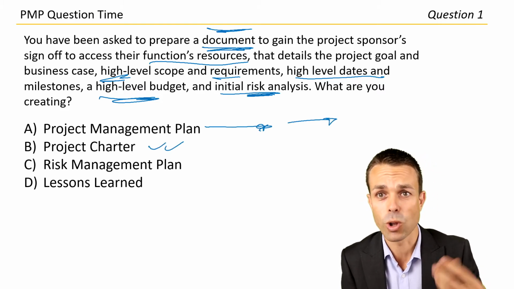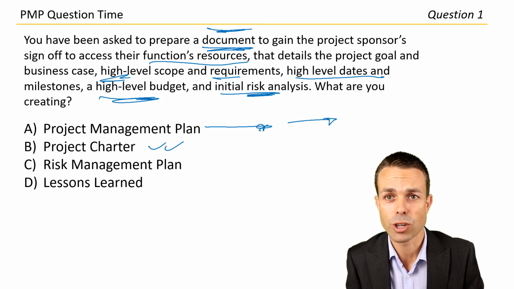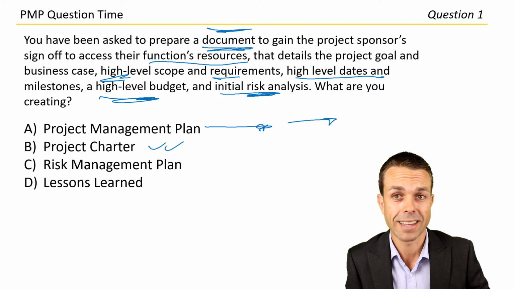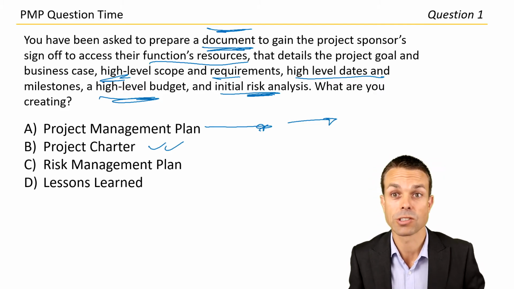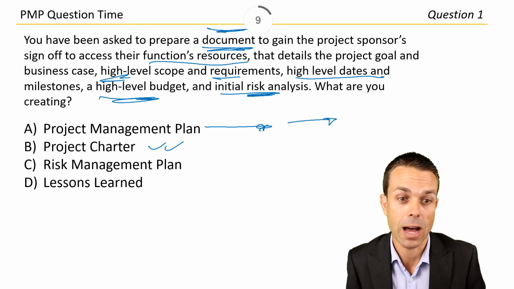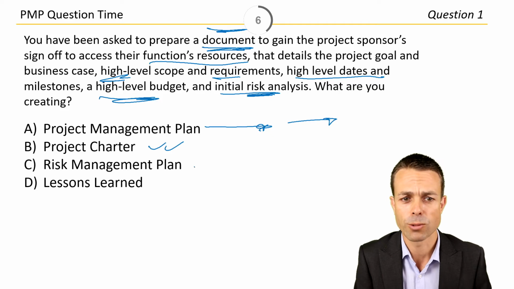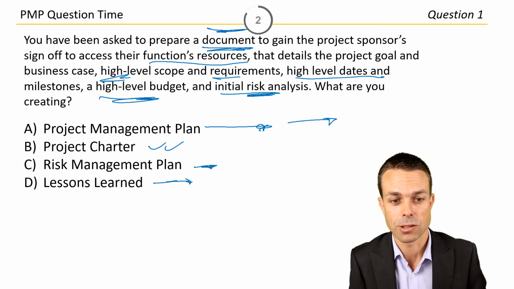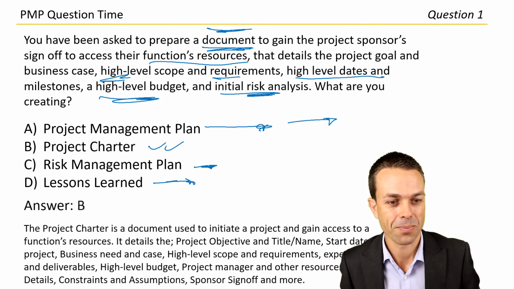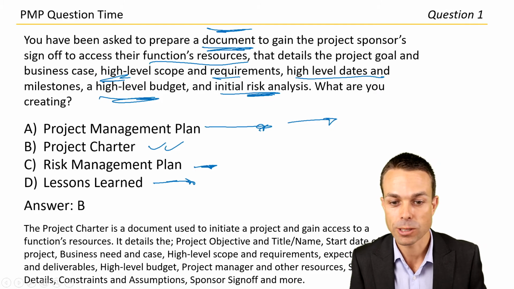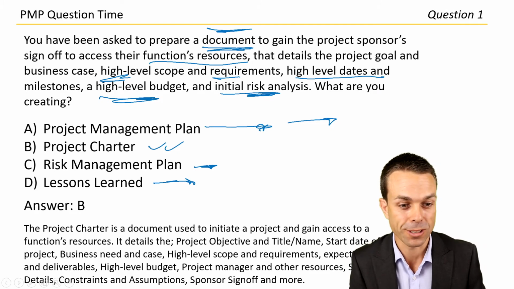The giveaway is it's all high-level things, so it's our initial document that gives us just that initial high-level view, so that we can get access to a function's resources and go into that function and start our project. We get the authority to do so. It initiates our project with a project charter. It's not the risk management plan because there's more things than just risk in it, and it's not lessons learned. So let's go with letter B. Answer B, fantastic. The project charter is a document used to initiate the project and gain access to a function's resources. How did you go?